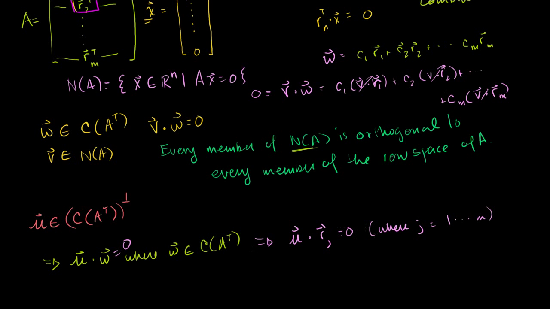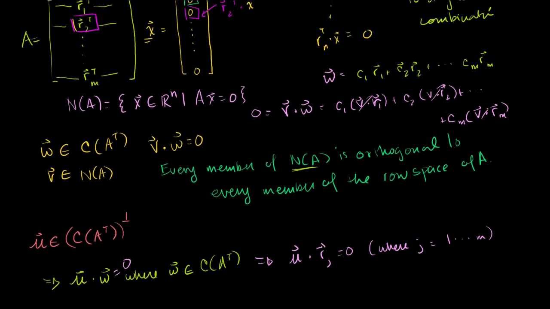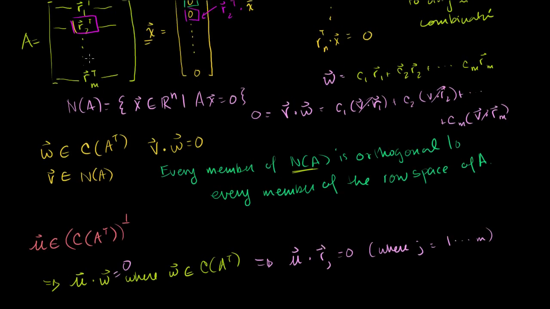How do I know that? Well, I'm saying that, look, you take u as a member of the orthogonal complement of the row space. So that means u is orthogonal to any member of your row space, so in particular, the basis vectors of your row space. We don't know whether all of these guys are basis vectors, but these guys are definitely all members of the row space. Some of them are actually the basis for the row space. So that means if you take u dot any of these guys, it's going to be equal to 0.